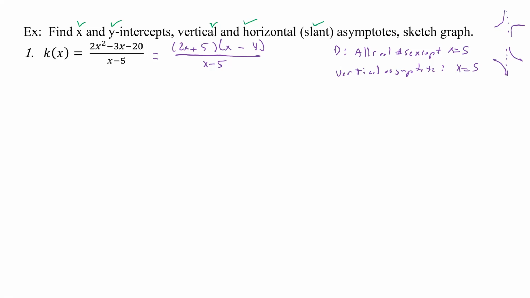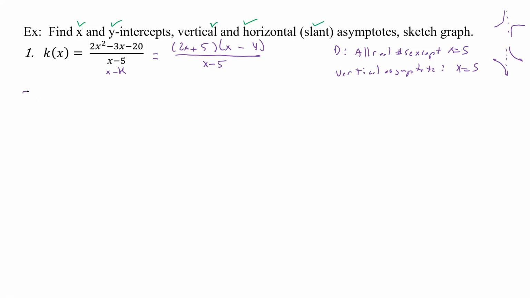Now, let's see here. We have to do the division because this is going to be the slant asymptote. And notice we have this set up. We could do synthetic division this time because we have x minus 5. Remember, if we have x minus k, we can do synthetic division.